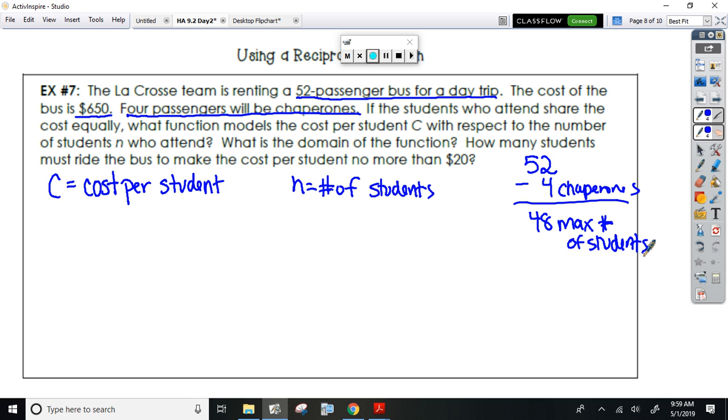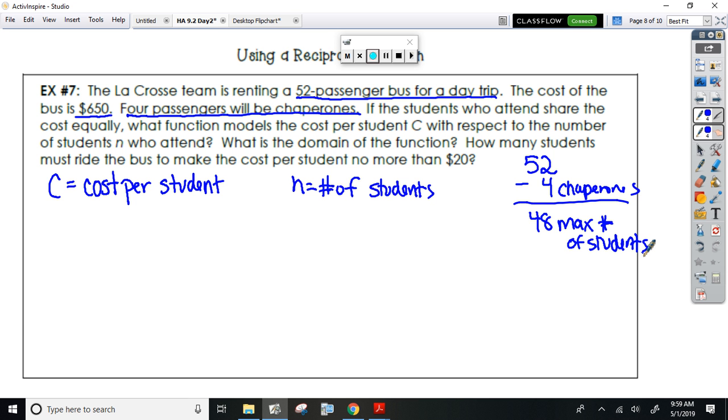So that will affect our domain whenever we get to that part. Let's write the function first. But that would be the possible number of students. Either 0 to 48 students could go on the trip.